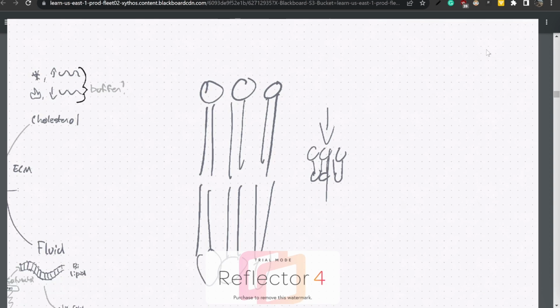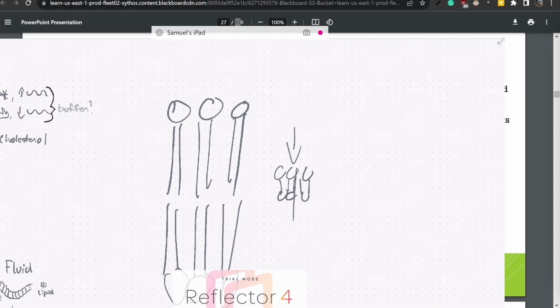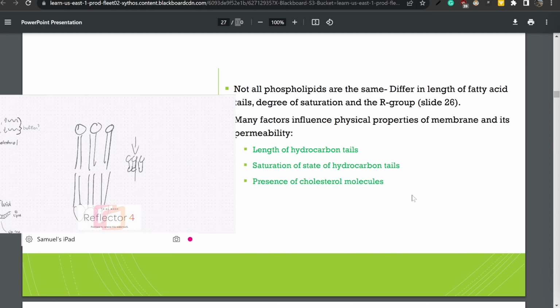So that just kind of makes sense. So on the test, I can just rederive that. Let's similarly go through what the other things are here. So, saturation state of the hydrocarbon tails.